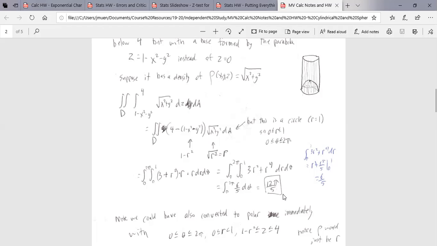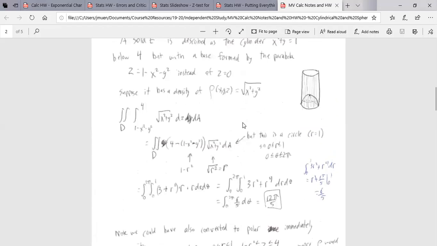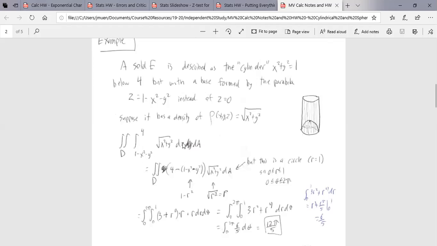If we're talking about our function as being a density, then this is the mass of this cylindrical-ish shape, this caved in cylinder. And we're good. Done.